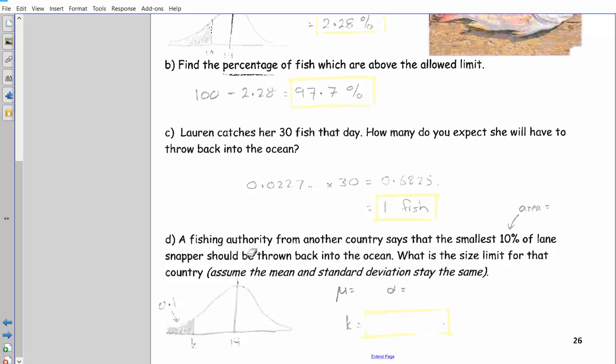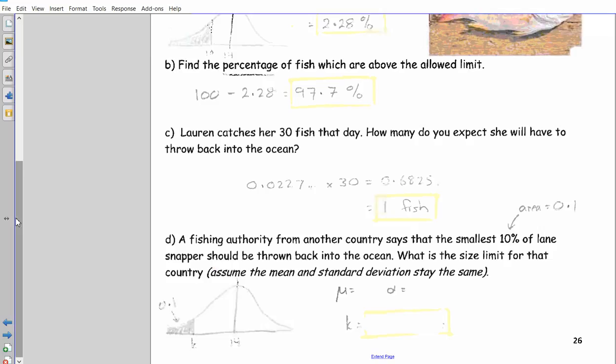Last question. A fishing authority from another country says the smallest 10% of lane snapper, so 10% in area would be 0.1 because you divide by 100, should be thrown back in the ocean, like this tiny amount. What is the size limit for that country? So this is a different country to Bermuda.